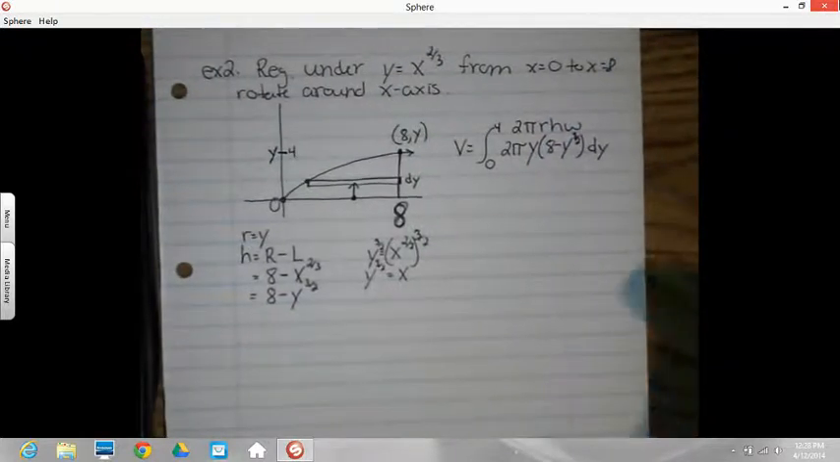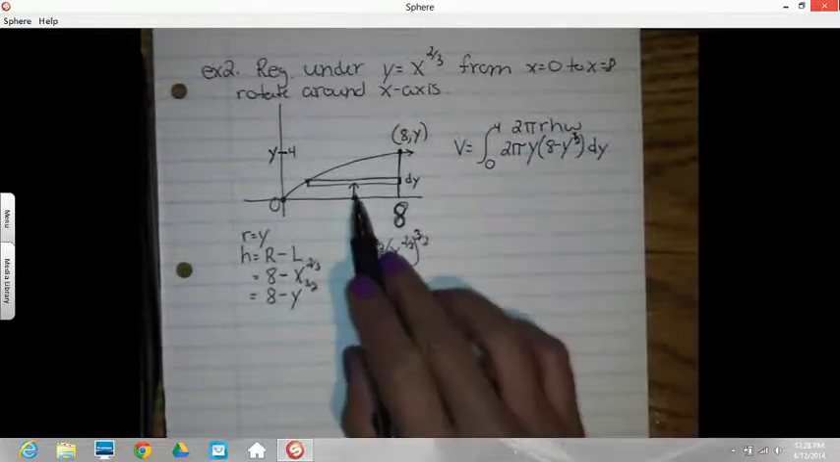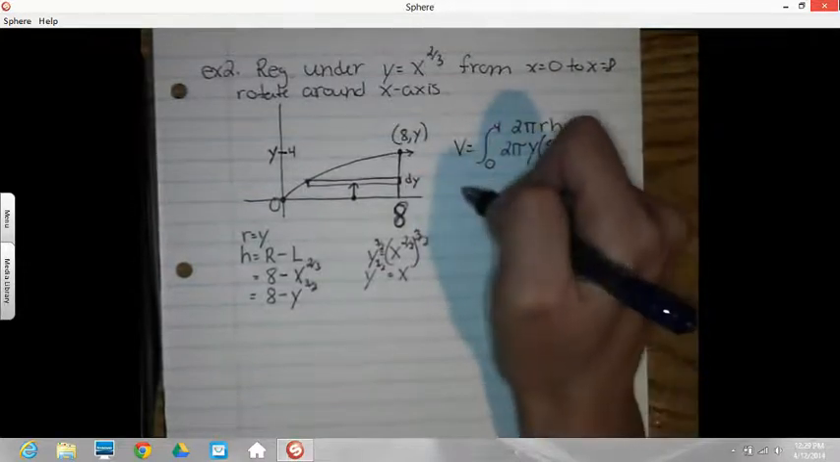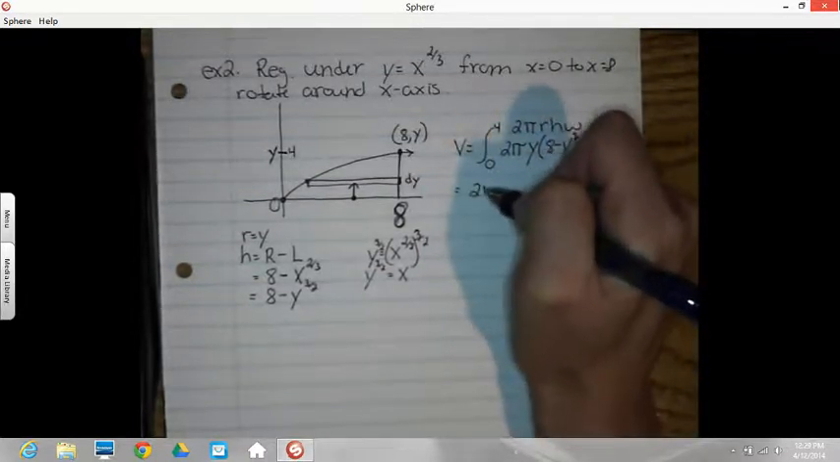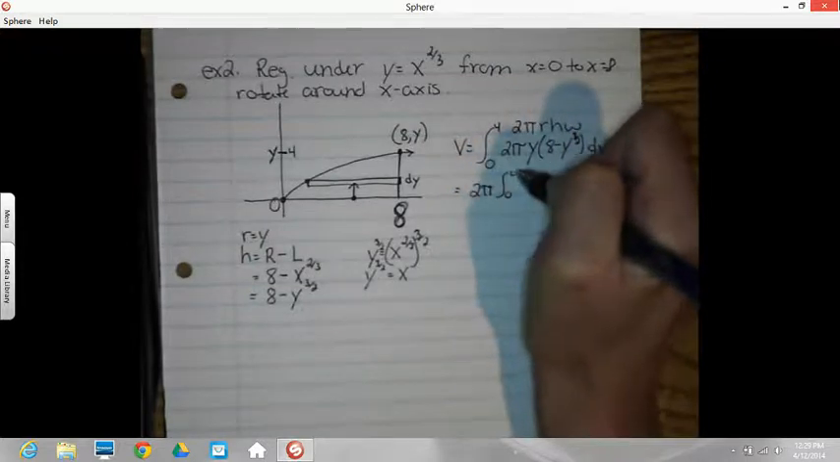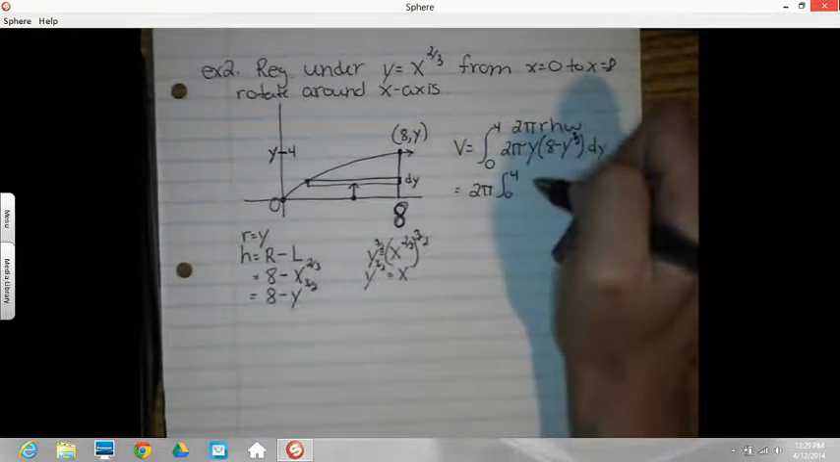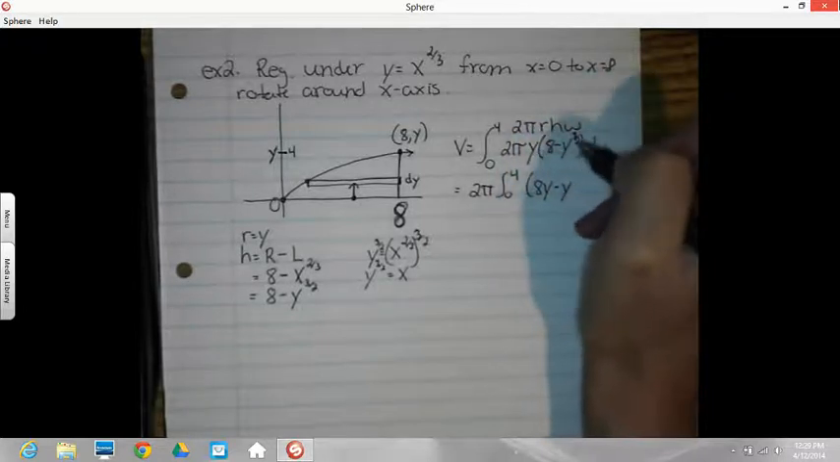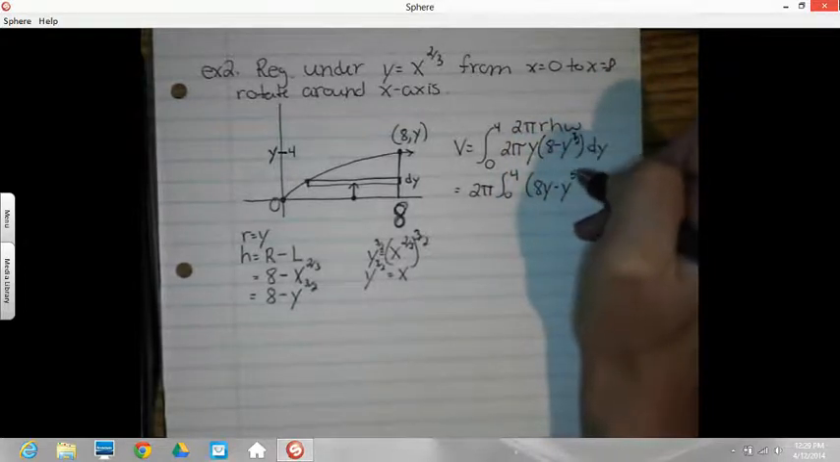Okay, very easy process if you know that r is either the x or the y distance, and the height is what it's been all the way through, right minus left or top minus bottom. Okay, pull the 2 pi out in front. Not ready to integrate until I distribute. I'll have 8y minus y to the 5/2 dy.